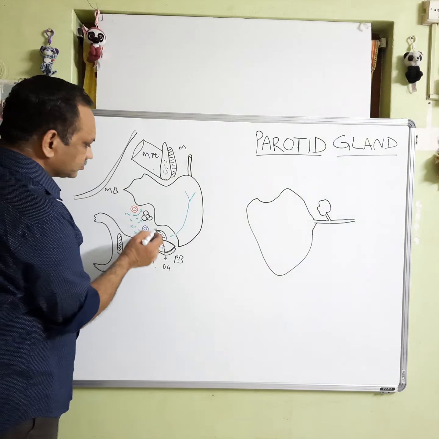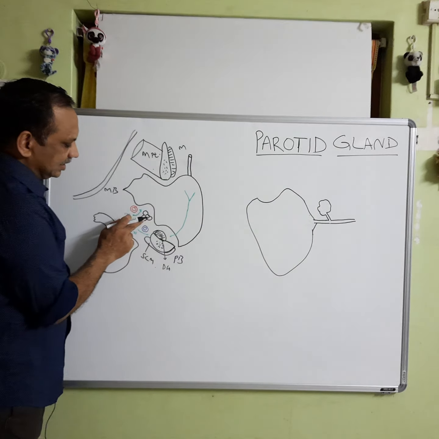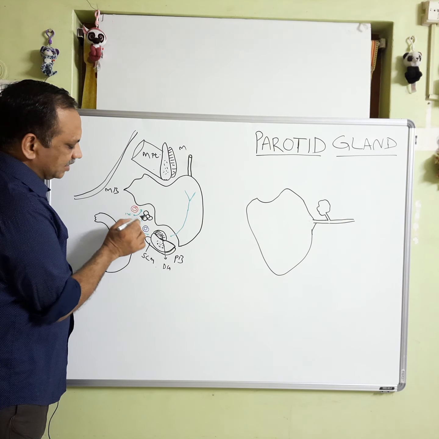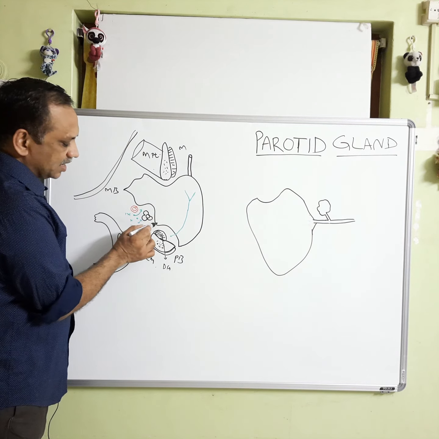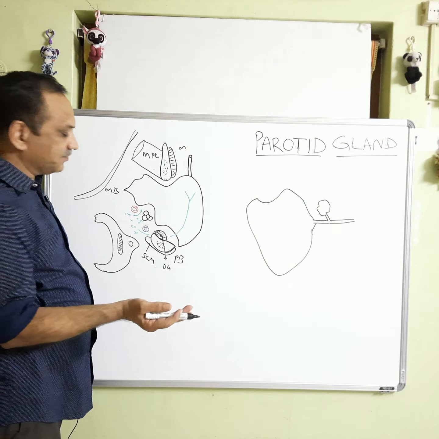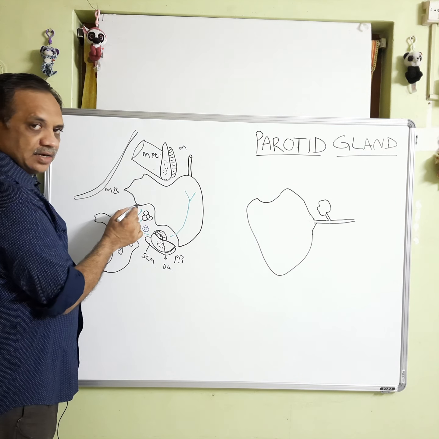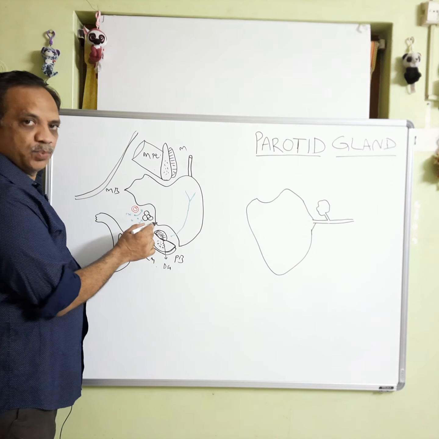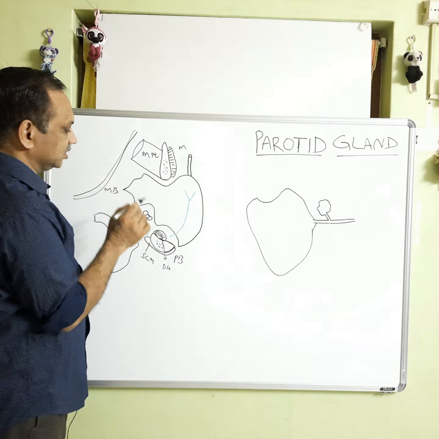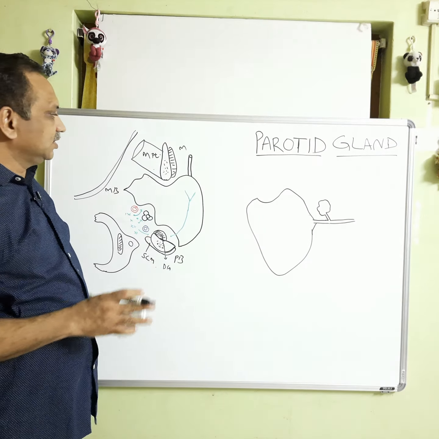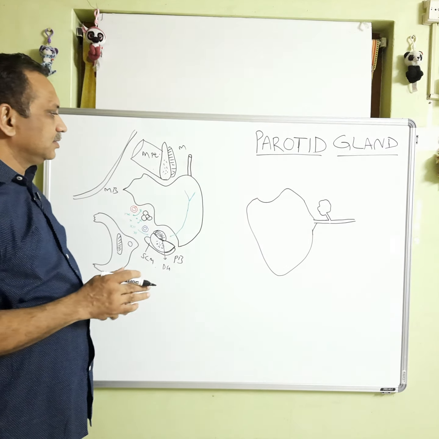Then comes here, you can see there are two processes. One is in front of the styloid apparatus and one is after the styloid apparatus. So, this is called the pre-styloid process and this is called the post-styloid process. So, these are the processes present in the gland. These are the parts of the gland.